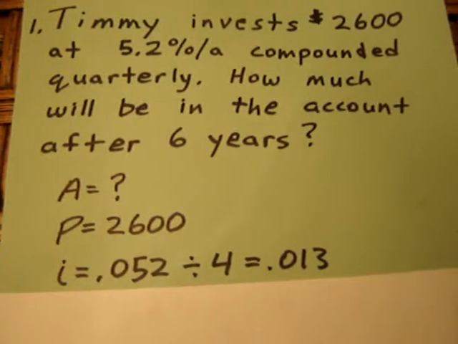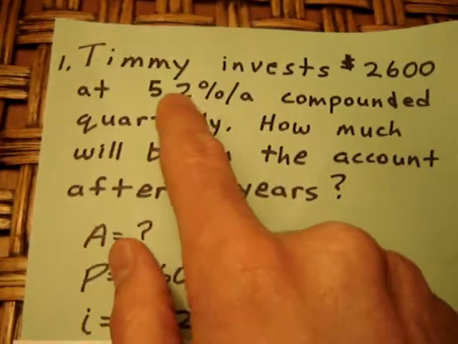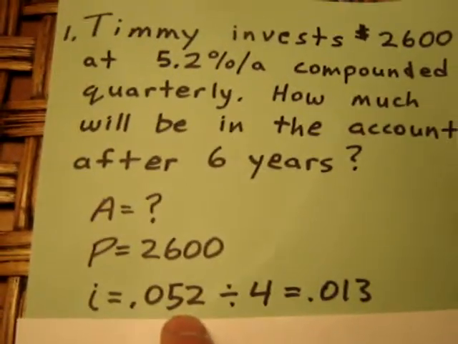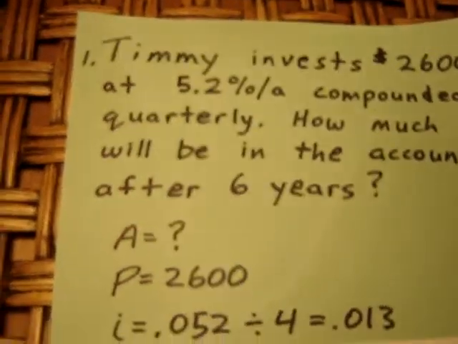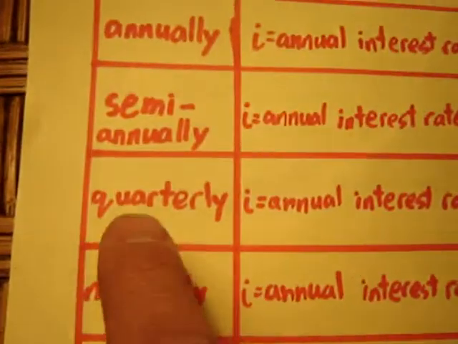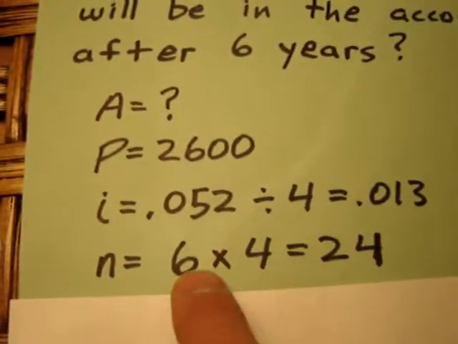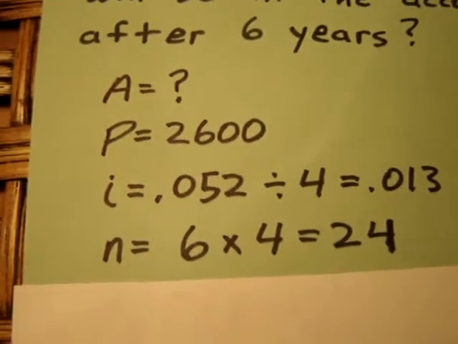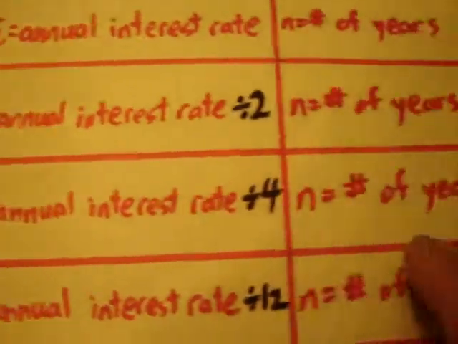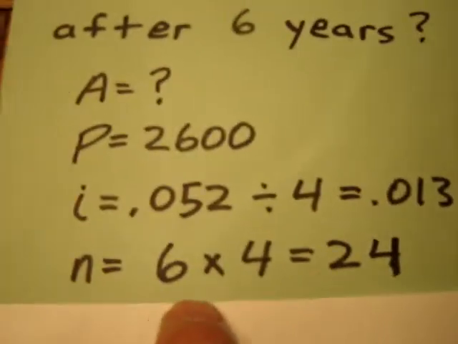Little letter i equals 0.052 divided by 4. 5.2% needs to be converted to 0.052 by moving the decimal place over 2 spots. We divide by 4 because our compounding frequency is quarterly, and because our table tells us that when we have quarterly compounding, we divide our interest rate by 4. And finally, little letter n is 6 times 4, which is 24. And again, we go back to our table, which tells us that when we have quarterly compounding of interest, n is the number of years times 4. Since we're talking about 6 years, we multiply 6 by 4.